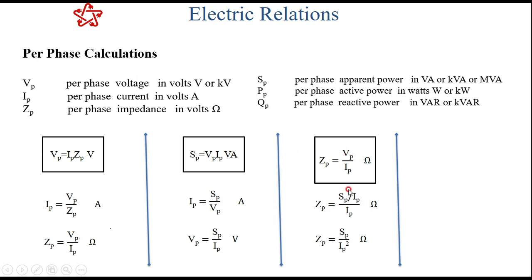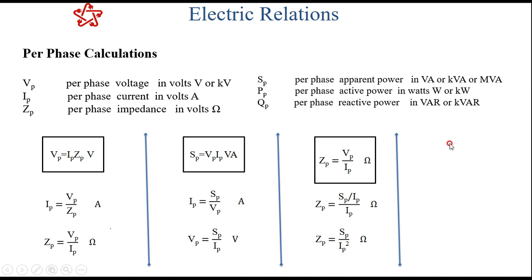Here in this equation, I am replacing VP by SP by IP, and IP I am retaining as it is. Therefore, one more equation for the impedance is SP divided by IP square, that is volt-ampere divided by current square, which is another equation for the impedance.